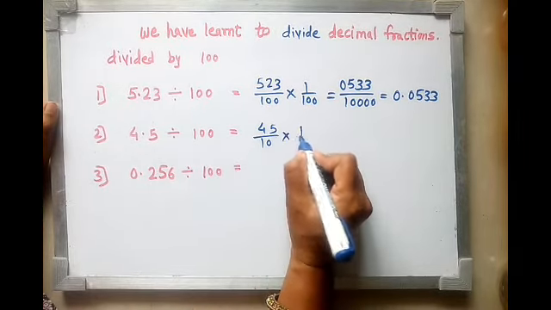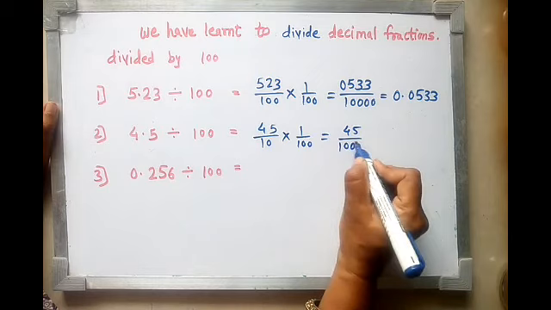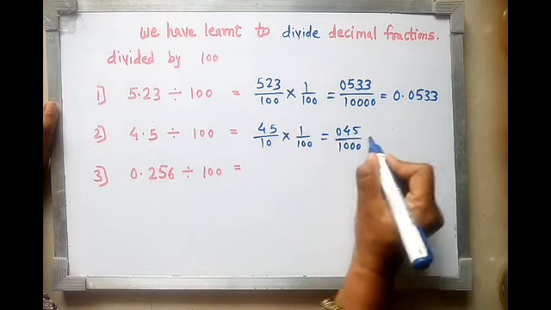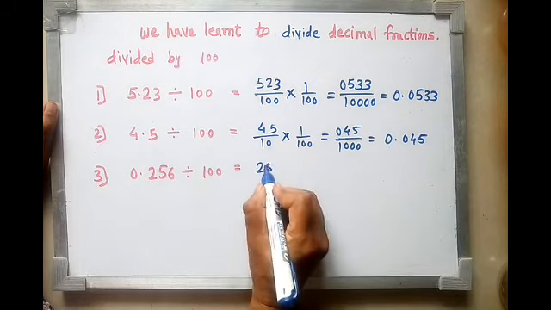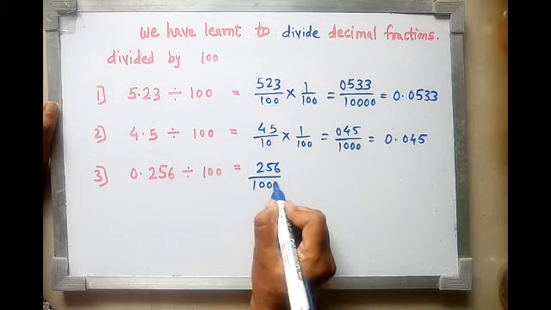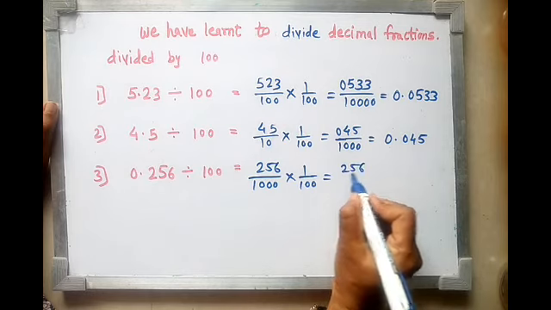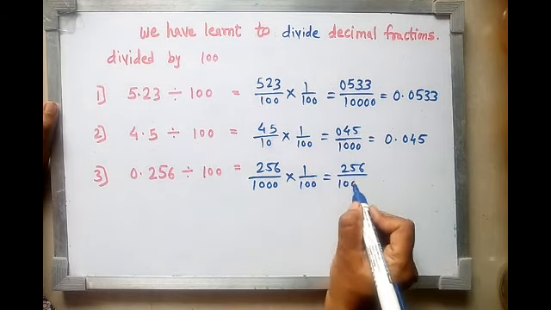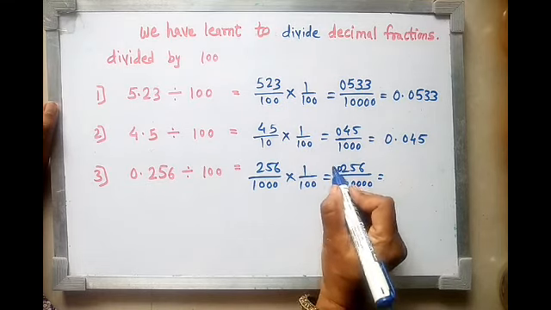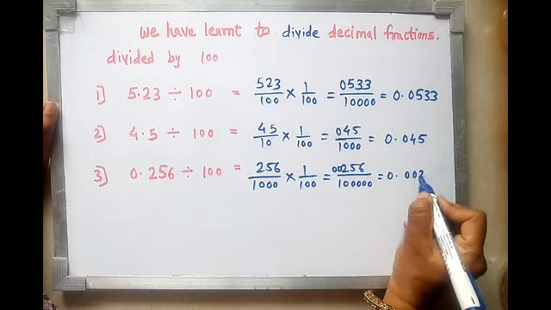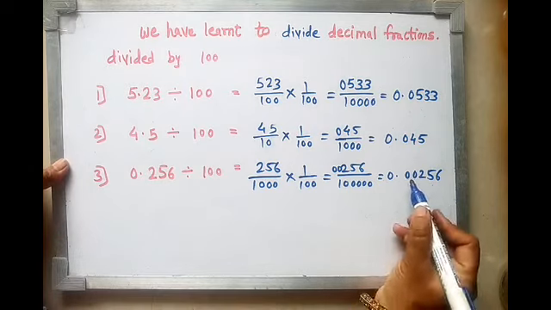45 upon 10 into 100: 45 upon 1000. The decimal point is moved 3 places to the left side. 256 upon 1000 into 100: 256 upon 1 lakh. The decimal point is moved. 0.00256. The decimal point moves 3 places to the left side.